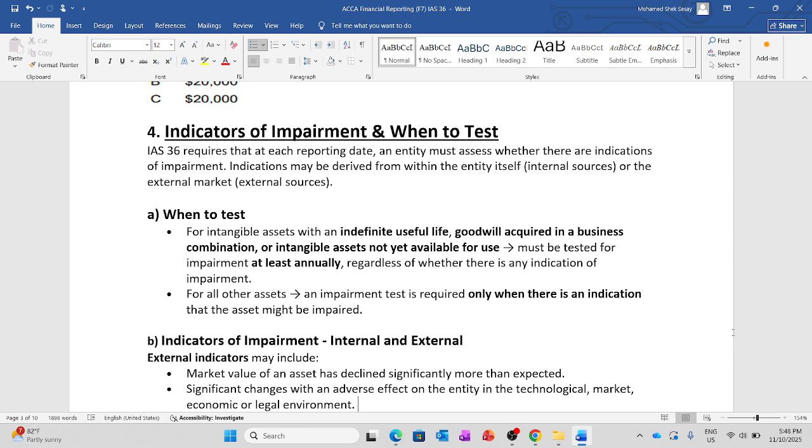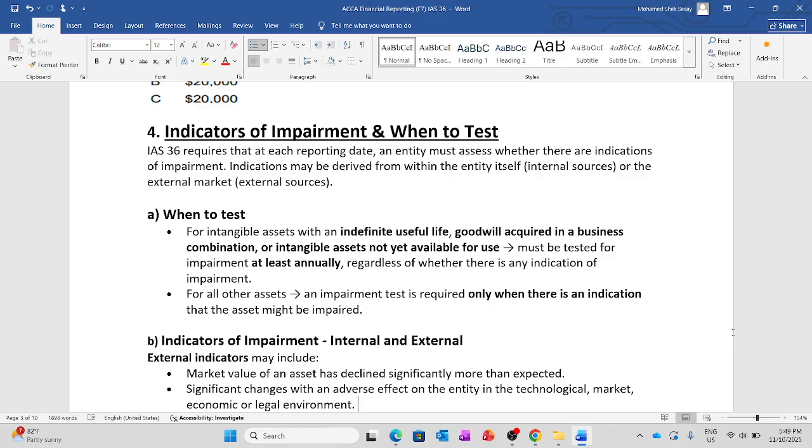For instance, intangible assets with indefinite useful life, goodwill acquired in a business combination. I'm not talking about internally generated goodwill. I am talking about the goodwill that is acquired under a business combination as per IFRS 3. Or intangible assets not yet available for use. These three categories of assets should be tested annually, at least annually, for impairment, regardless of whether there's an indication of impairment or not. Whether there's an indicator of impairment or not, we should test these particular categories of assets at least annually for impairment.